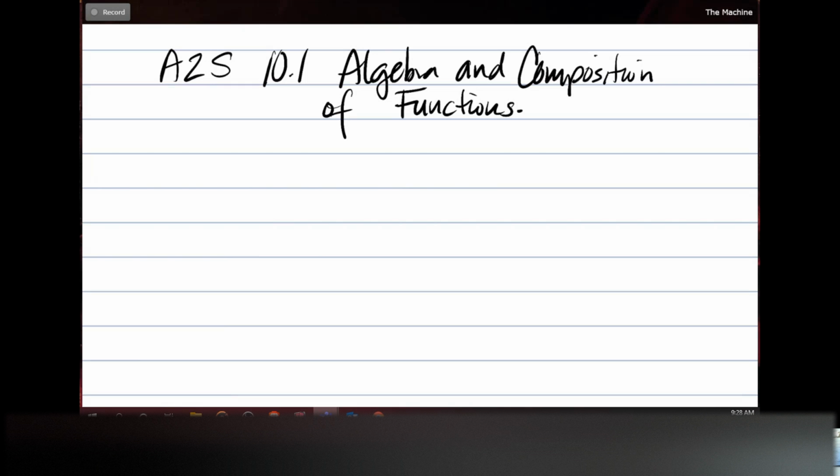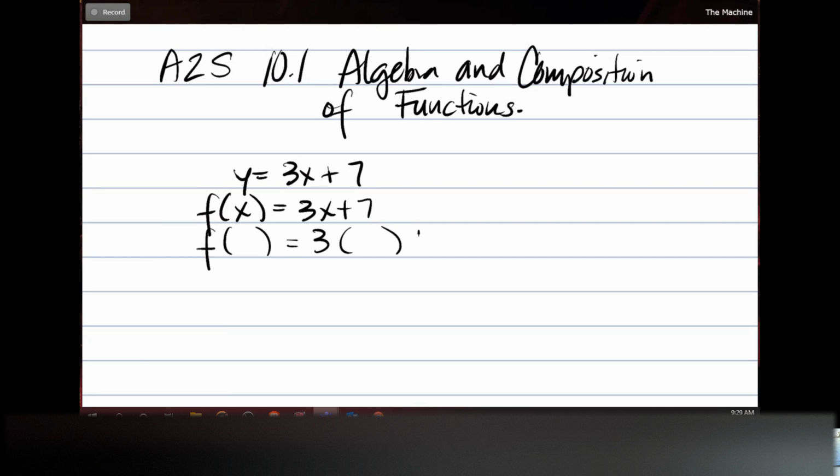Okay, by way of review, don't write this down, this probably should be reviewed. When we did function notation, we would say something like y is equal to 3x plus 7. And we said, well, we're going to give it a name. We're going to call it f of x is equal to 3x plus 7. And then we would say something like, oh, I wanted to do f of something. 3 times the something plus 7.